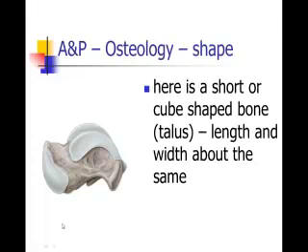Here we have the cube-shaped bone, and I mentioned this is going to be about as long as it is wide. This fits in between the tibia and the fibula at the ankle joint, and then also articulates with the bones of the foot.